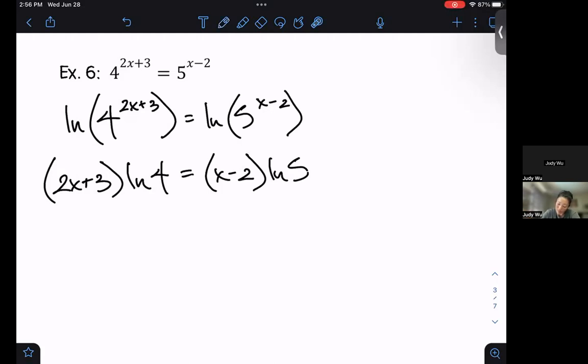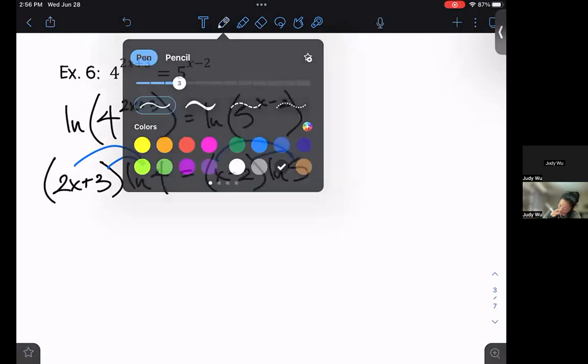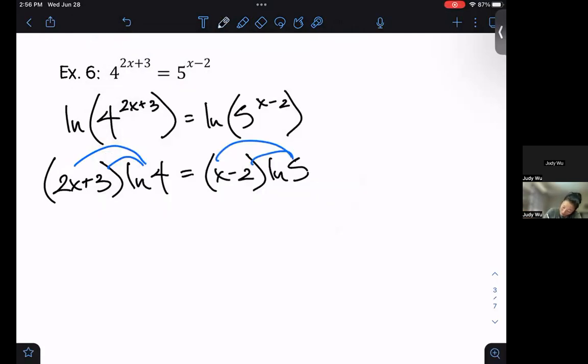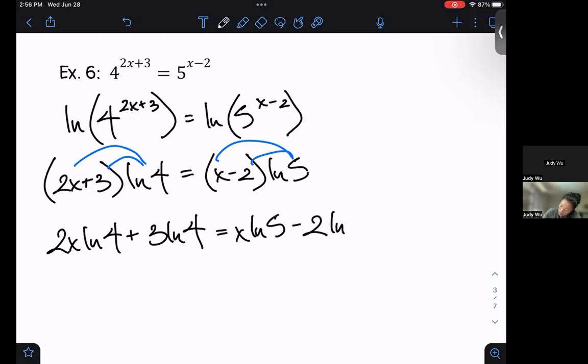Now, I'm going to take this natural log of 4, and I'm actually going to distribute it to both terms in the parentheses. And then we're going to do the same thing on the other side. We're going to distribute that. Okay, so I'm going to distribute here and here, and then here and here. And I will get 2x natural log 4 plus 3 natural log 4 equals x natural log 5 minus 2 natural log 5.